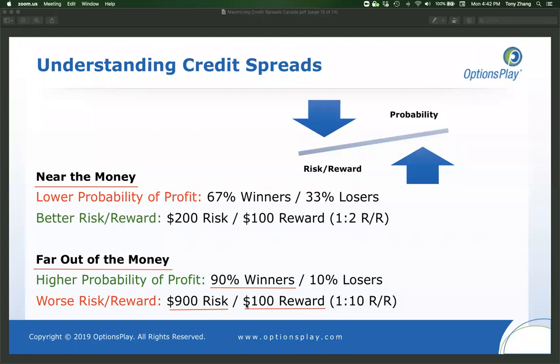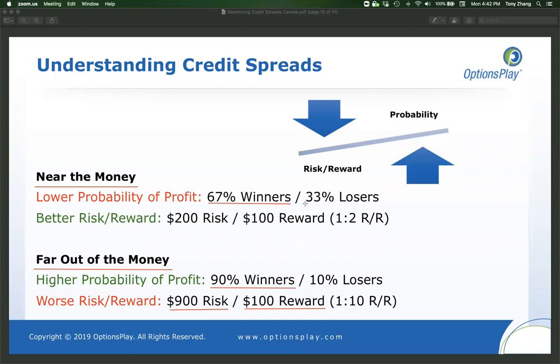So be very, very careful. Don't just focus on high probability of profit, because on paper that sounds really good, but in the long run, for the health of your financial portfolio, generally speaking, that does not work out.